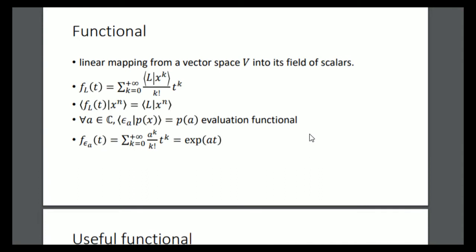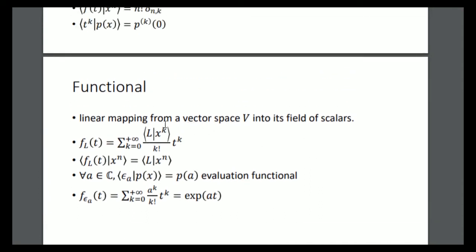Now, a functional. So a functional is a linear mapping from a vector space V into its field of scalars. So here we have a functional of L, of the action L, as a variable of t that is just equal to this sum. So once again, a coefficient. Once again, this is no surprise. This is just saying that we can build a functional. And the bracket of a functional is equivalent to this action. So this is a bit tricky, but you can have two ways of writing, either with a functional or with an action.